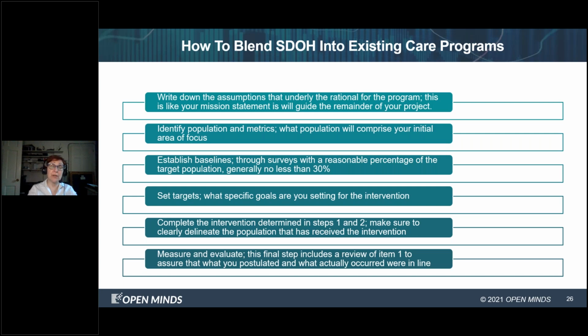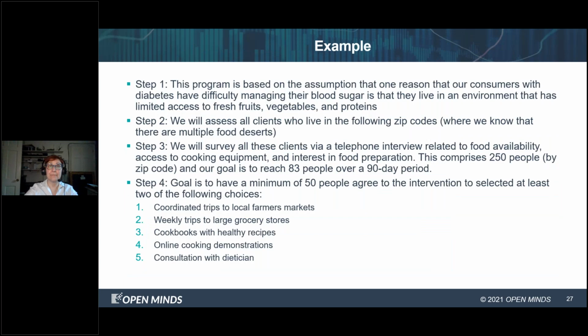What are you measuring? And once you've done step 1 and step 2, then you can establish baselines with some percentage of the population. You can set targets. You can complete the intervention, and then you can measure and evaluate, taking it back down to item 1, which is your assumptions and what your expected outcomes were. So the best way to look at this is probably an example.